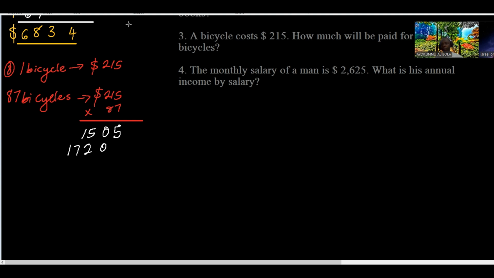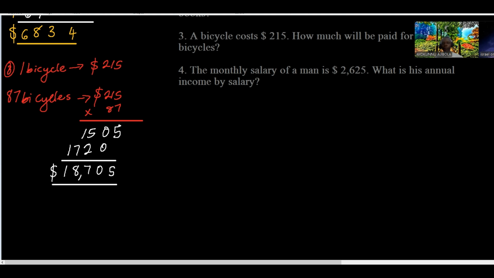17. So we add up these two layers of multiplication together. Then we have 5 drops down here, 0, then 7, then 8, and 1. So that is $18,705 as the cost of 87 bicycles.